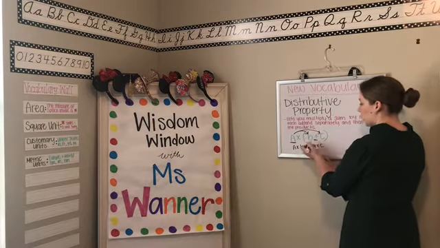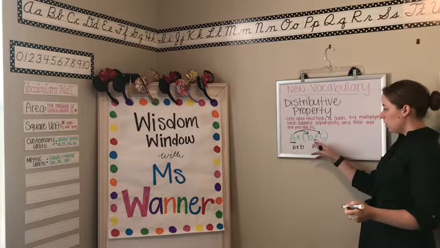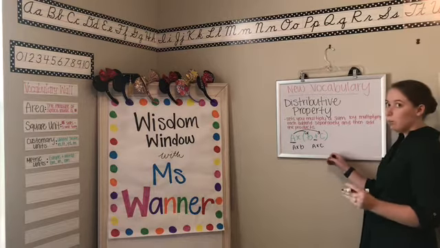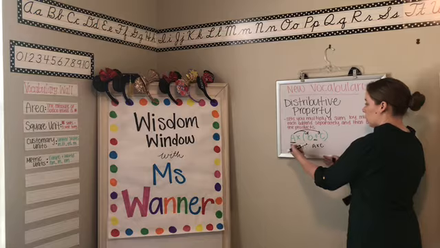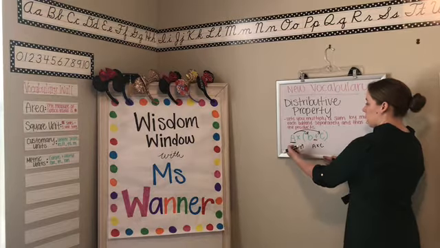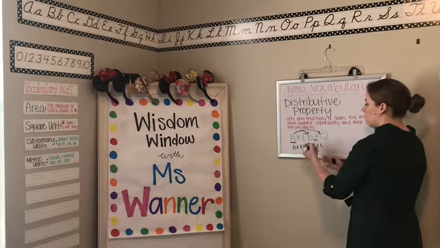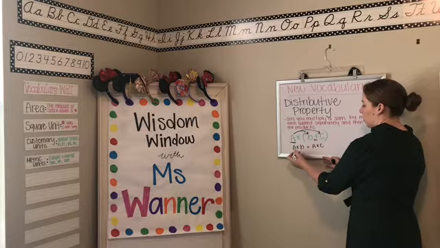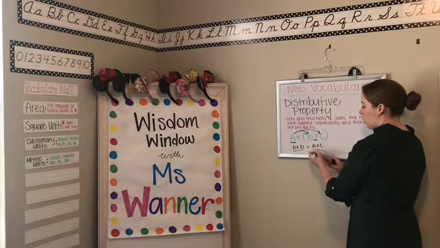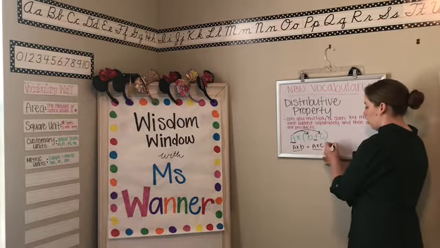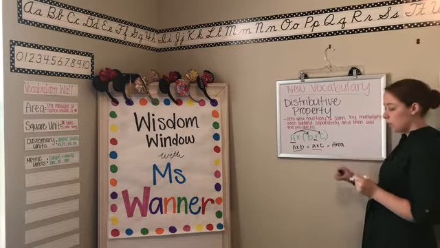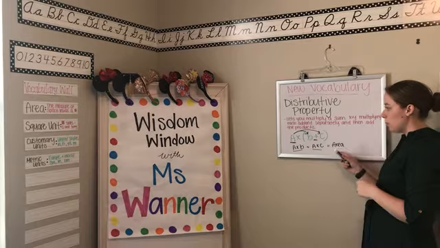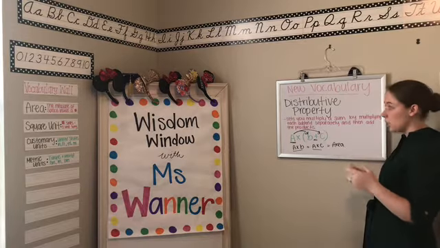And then we have this addition symbol right here. What that's telling us is that since we multiplied A times B and A times C, we're going to add the product of both of those to find our area. Okay? Now I'm going to show you an example of this before we get into our workbook page.